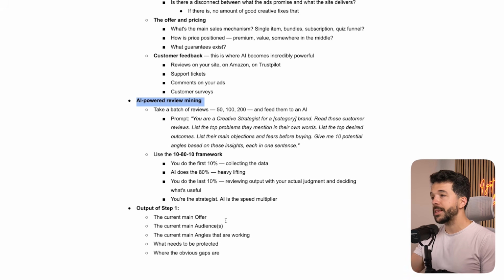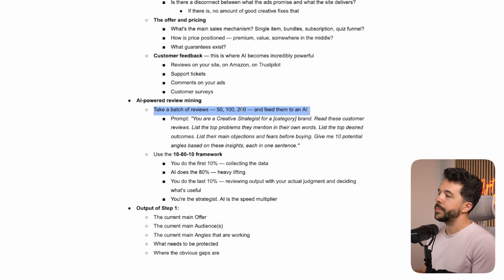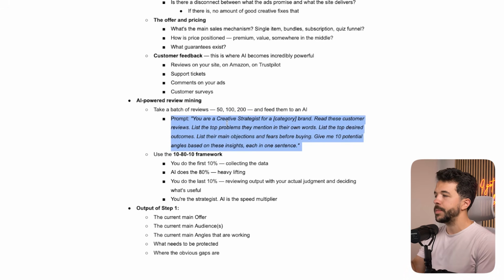This might be something that we talk about in one of the next videos. If interested, let me know in the comment section. With that said, take a batch of reviews, 50 ads, 100 ads, 200 ads, and feed them into AI. Again, you can do this with literally everything. The prompt is not relevant. You can ask GPT or Claude to create even better prompts customized to your specific business, so take this with a pinch of salt. The real point is that right now with AI, you can do a lot of things.